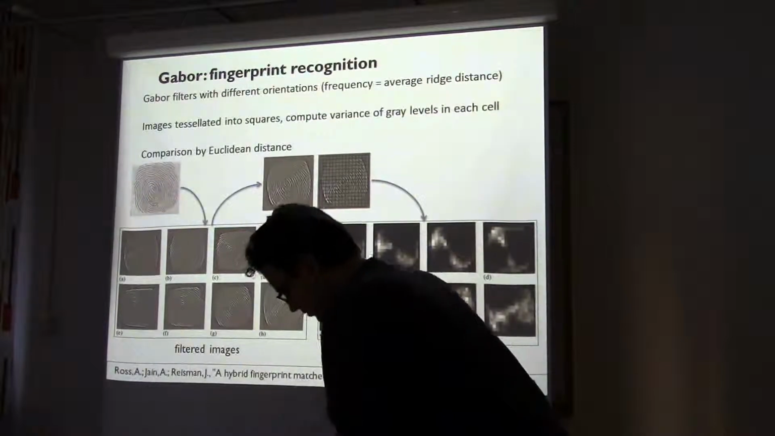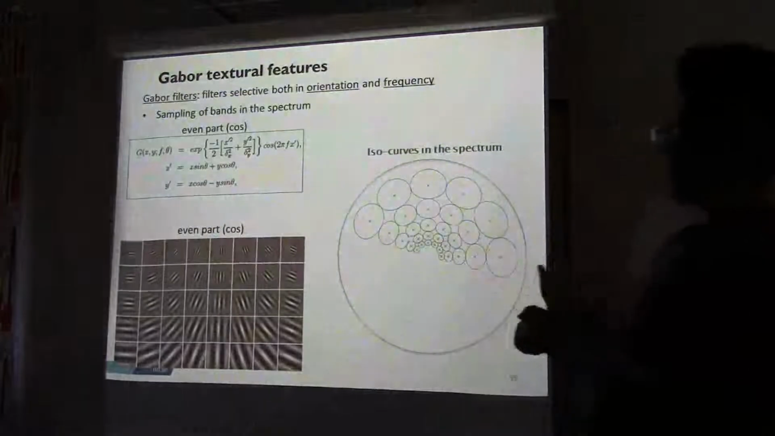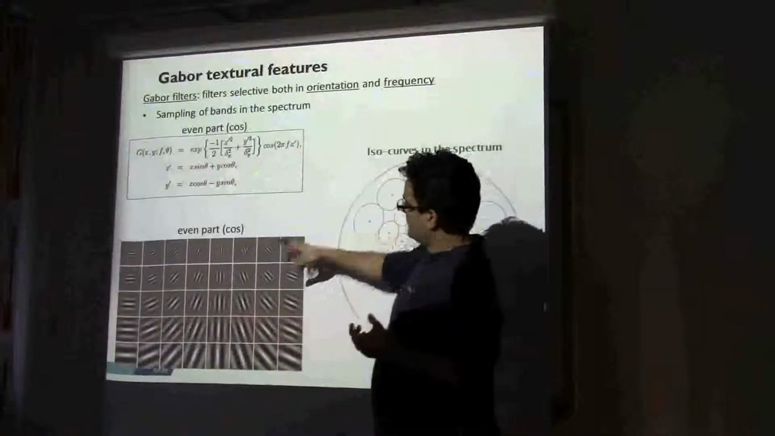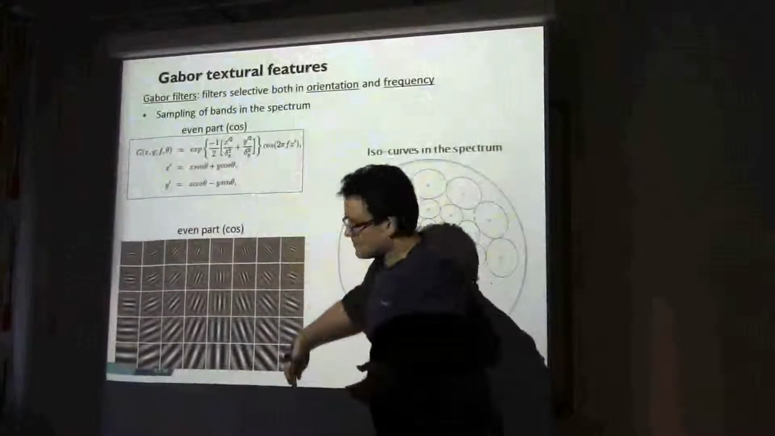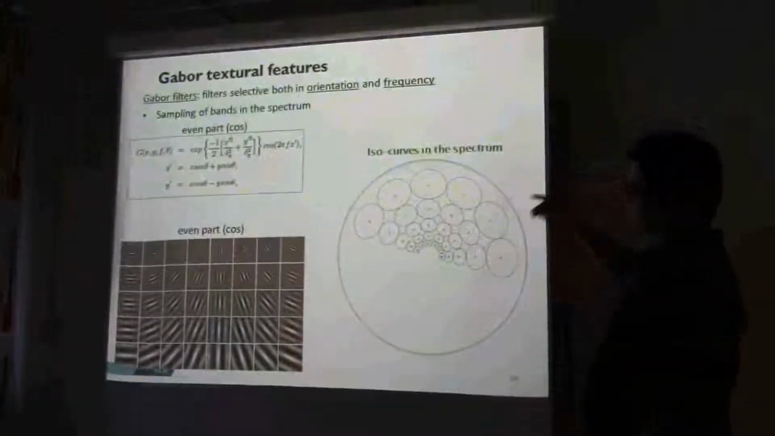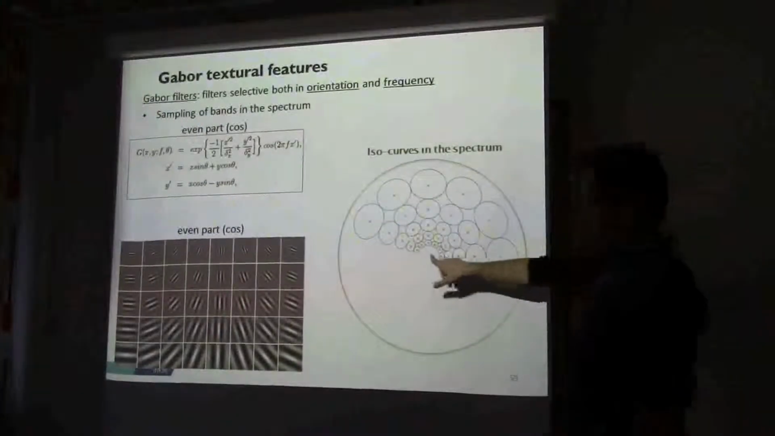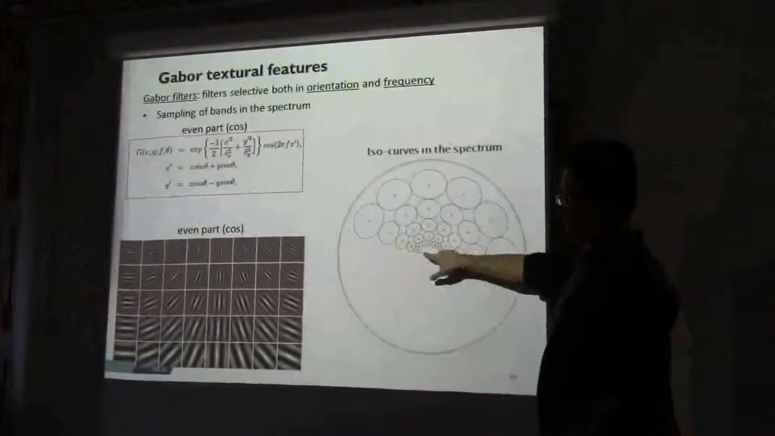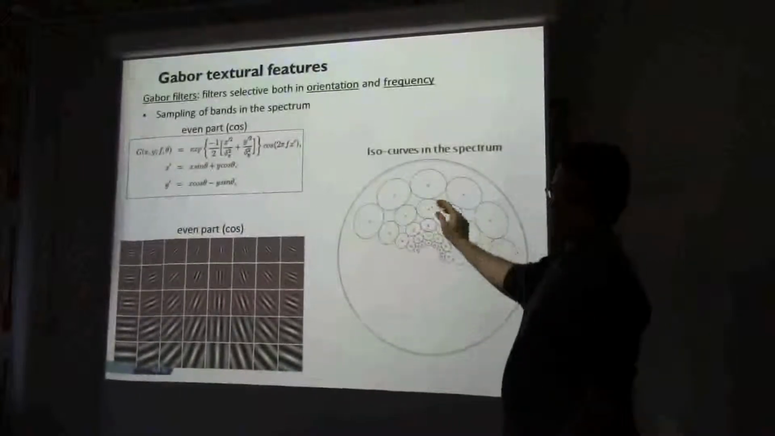So this is for a constant frequency, but of course you can vary frequency and orientation. So you have filters with different orientations and different frequencies. Effectively, you are sampling the spectrum. Here, you move in the frequency value and in the orientation.